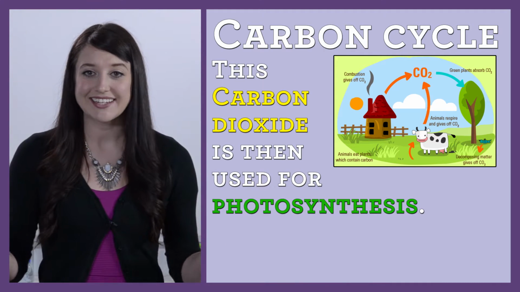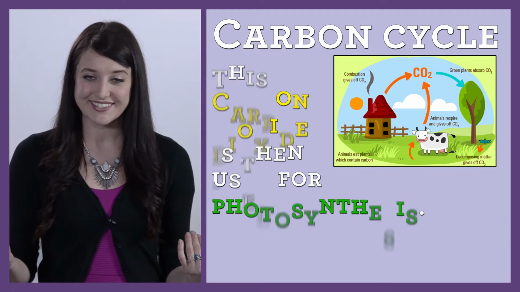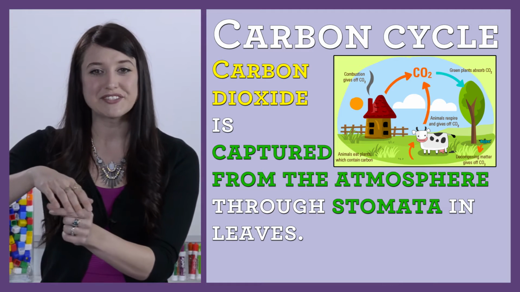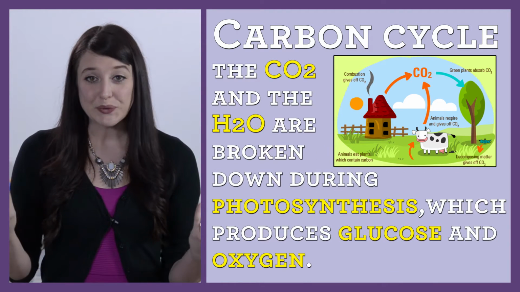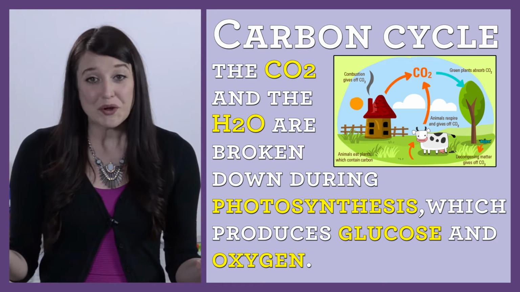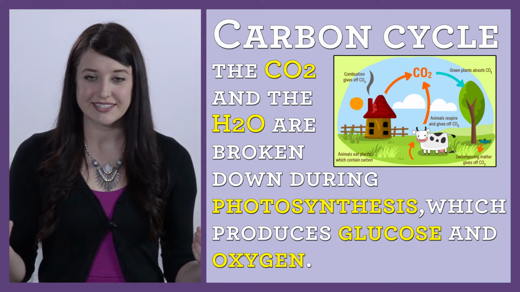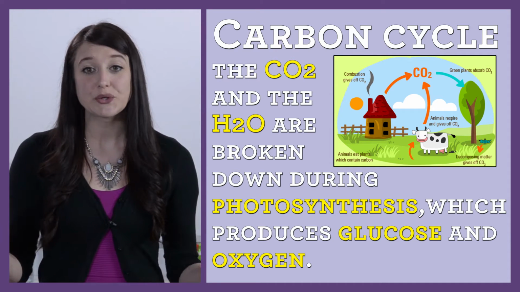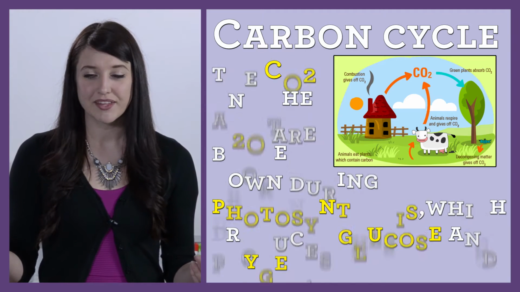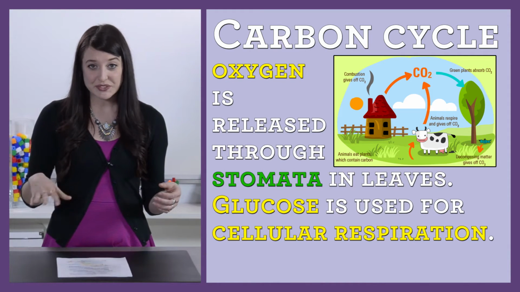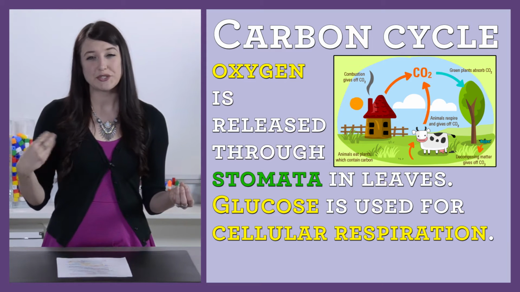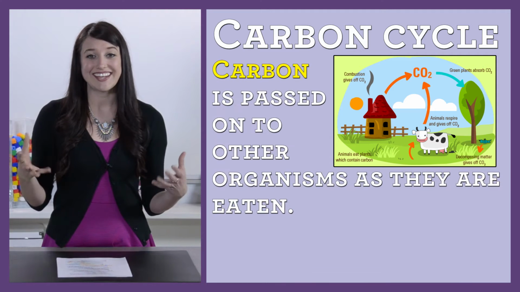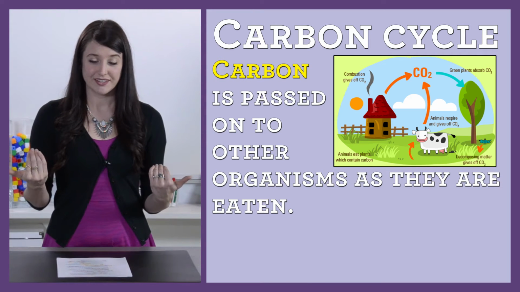This carbon dioxide is then used for photosynthesis. Carbon dioxide enters through the stomata on the bottom of the leaves of plants and is then used by the plants in the chloroplasts to conduct photosynthesis. This carbon dioxide and water is then converted into glucose and oxygen. Oxygen gets released through the stomata, and then the sugar is used by the plant for cellular respiration again, or it is then eaten by another organism.